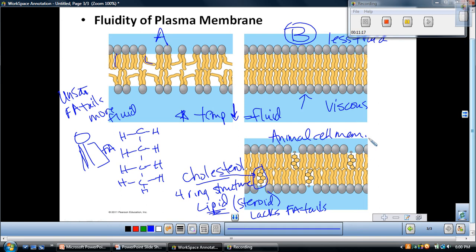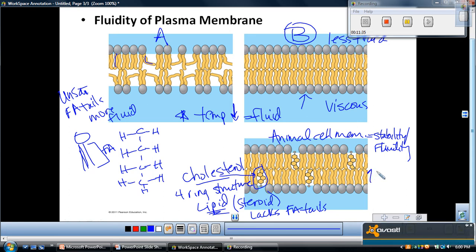Okay, the job of that cholesterol is stability and fluidity. Okay, so it creates some stability and fluidity in the membrane, and it has different effects at different temperatures. Okay, so just a couple little points I wanted to mention here.